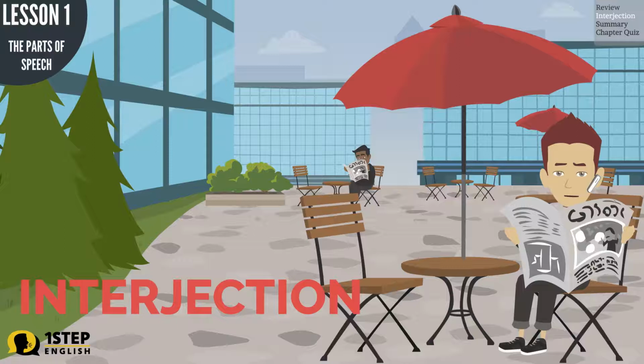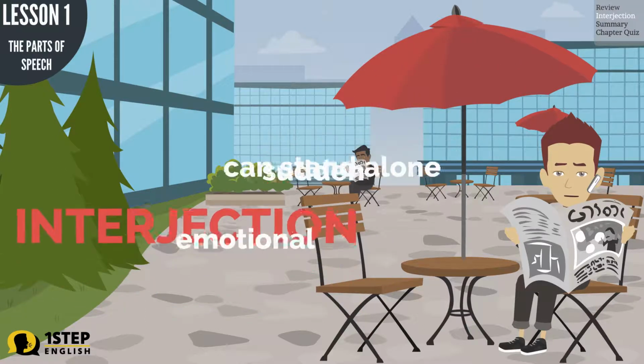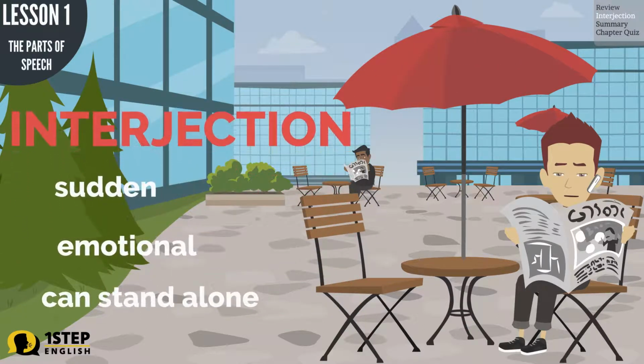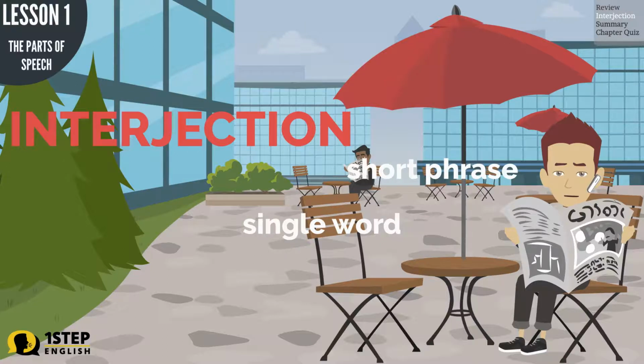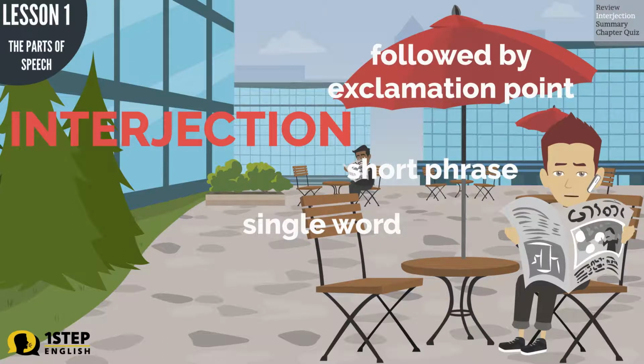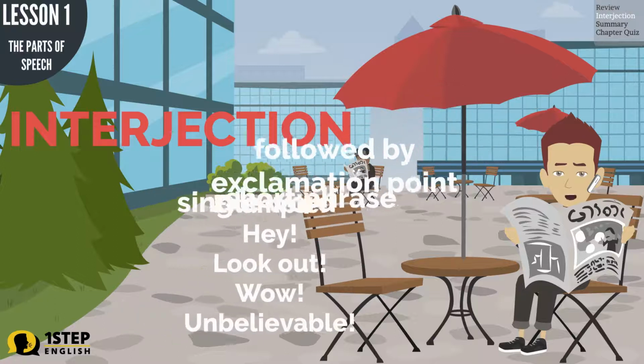Interjection. Function. Interjections are sudden, usually emotional words or phrases, that can stand alone as a sentence. Form. An interjection can be a single word or a short phrase. They are almost always followed by an exclamation point. For example, hey! Look out! Wow! Unbelievable!